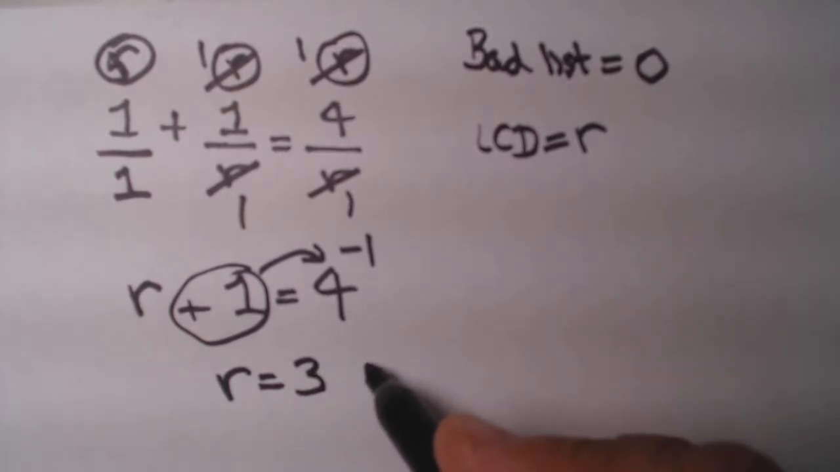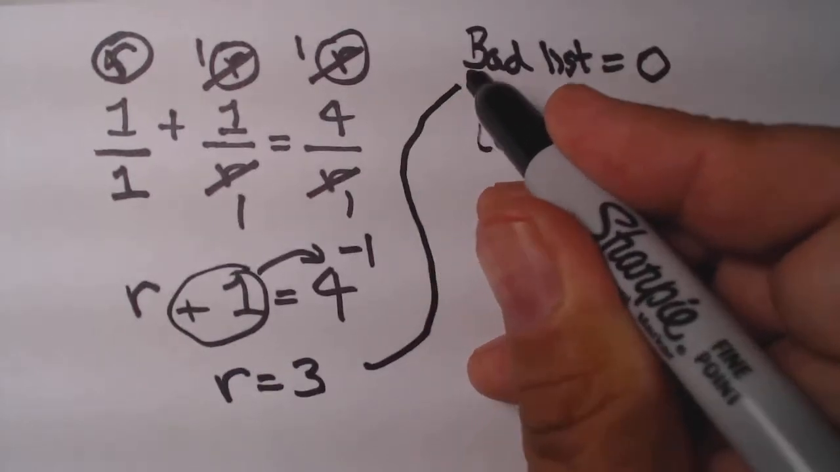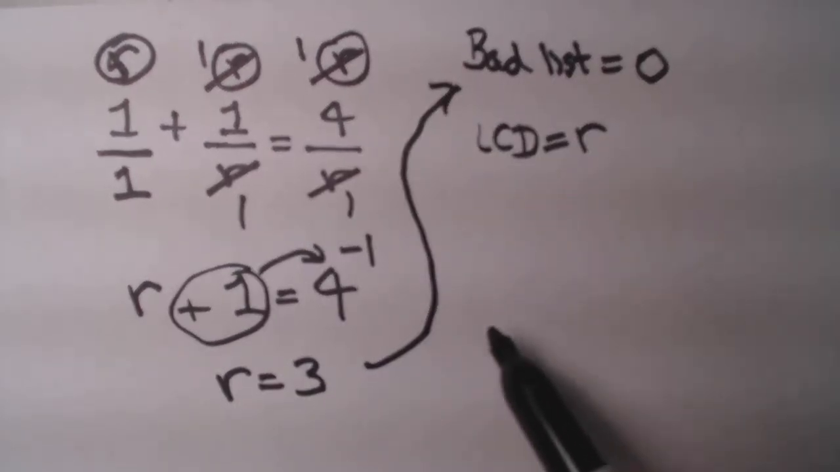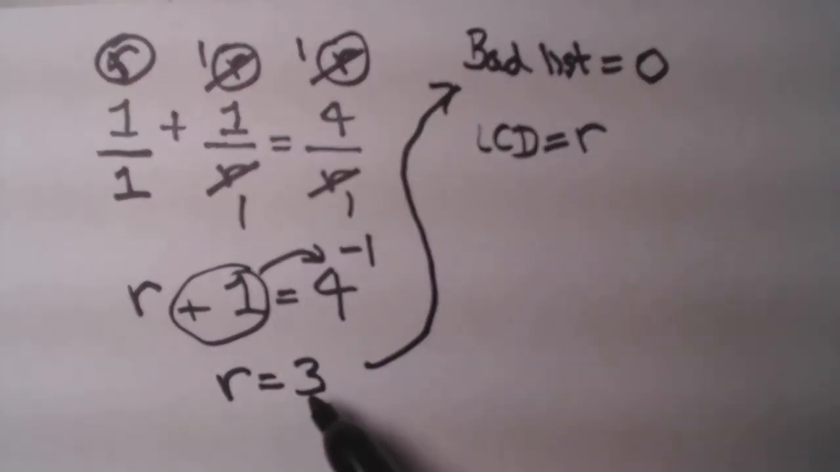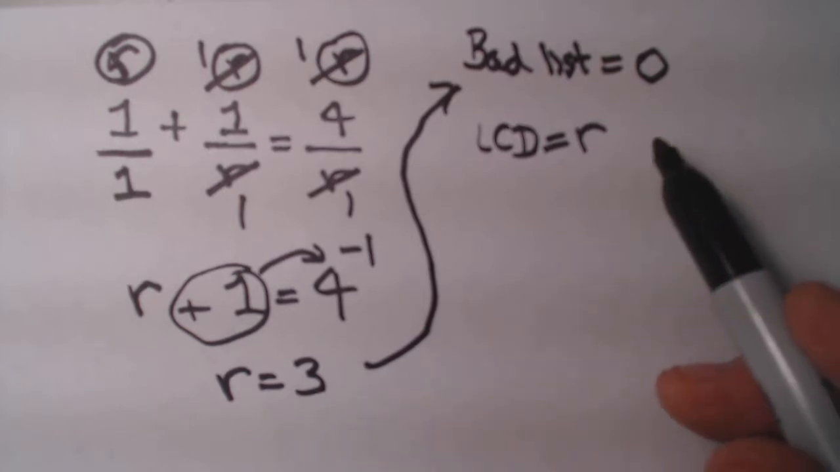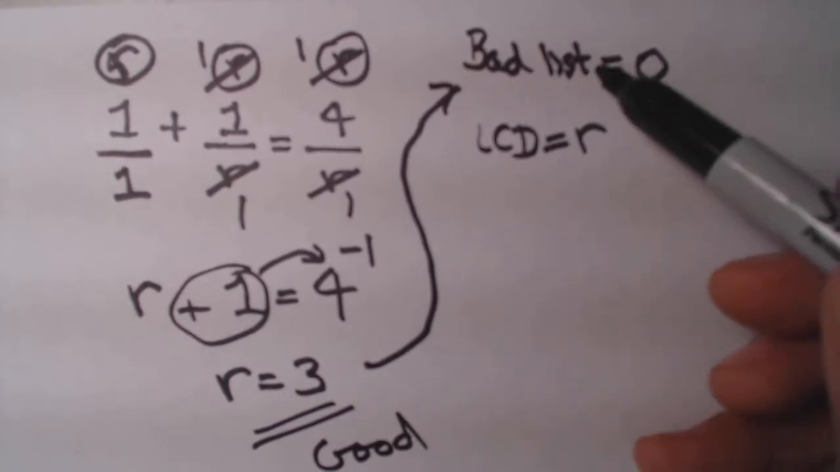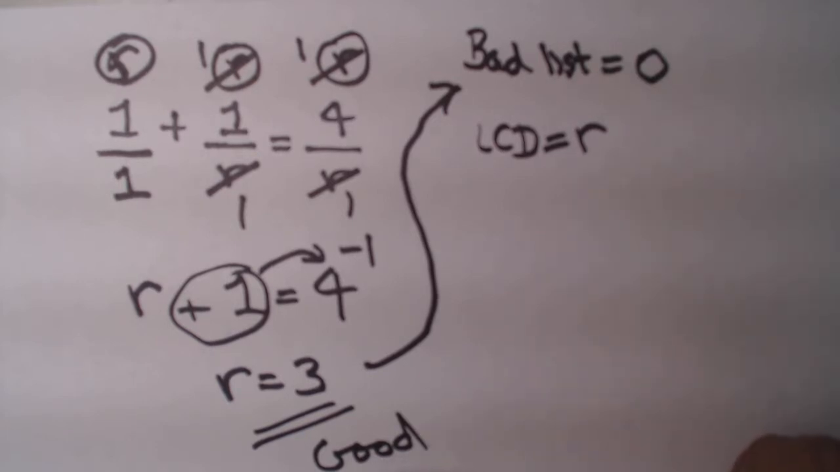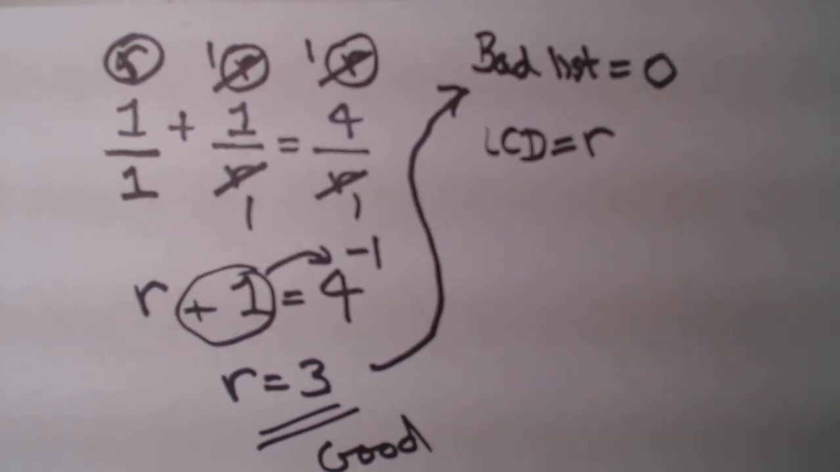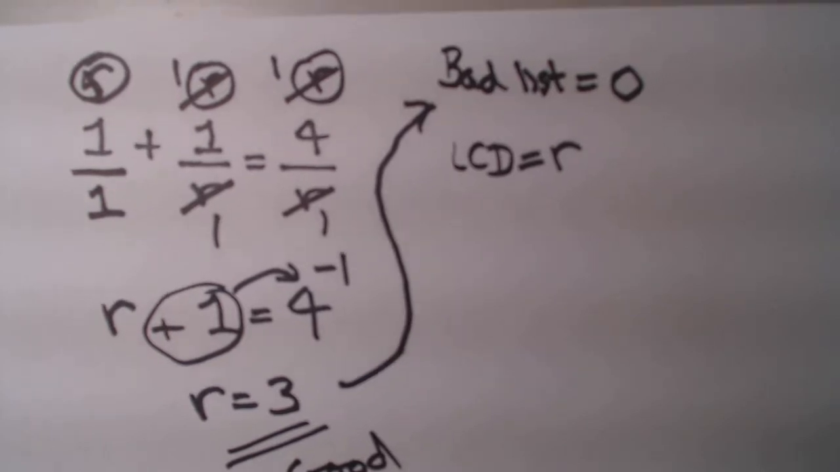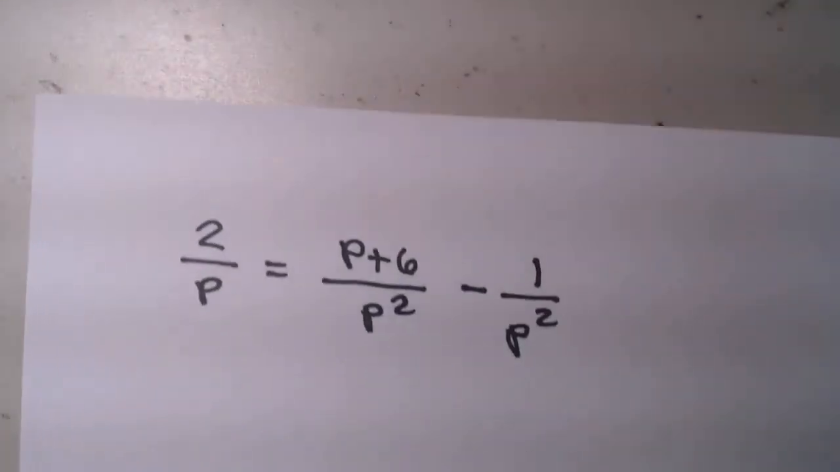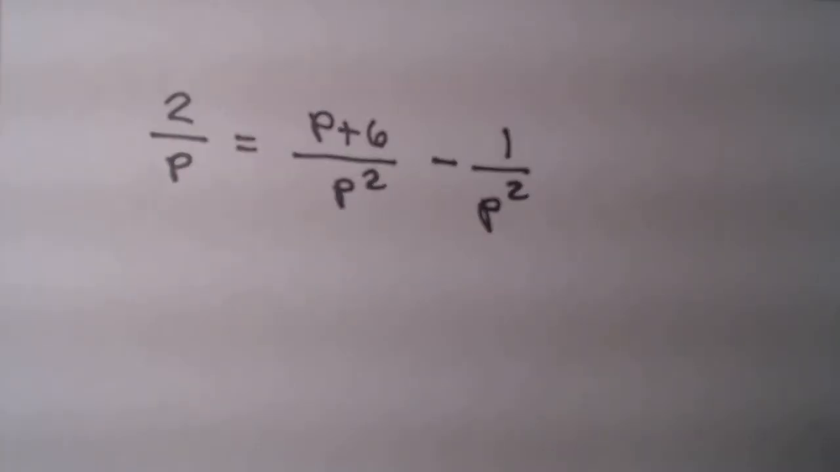Now, the first thing you do is you go back up and check this against the bad list to see if it's one of the bad values. Well, r equals 3 is not in the bad list, so that means that this is a good answer. Well, that's all there is, the extra stuff. Making the bad list and checking it at the tail end. Everything else is standard solving equations with fractions that we've had practice in before.